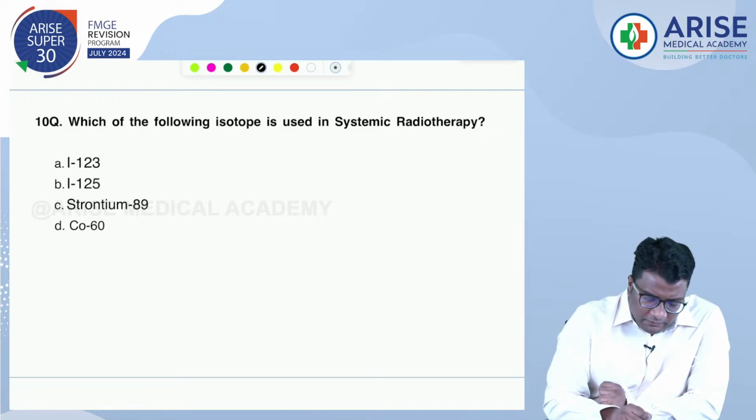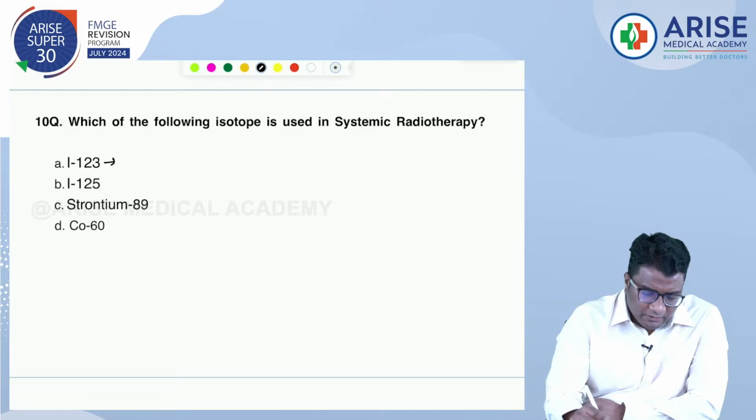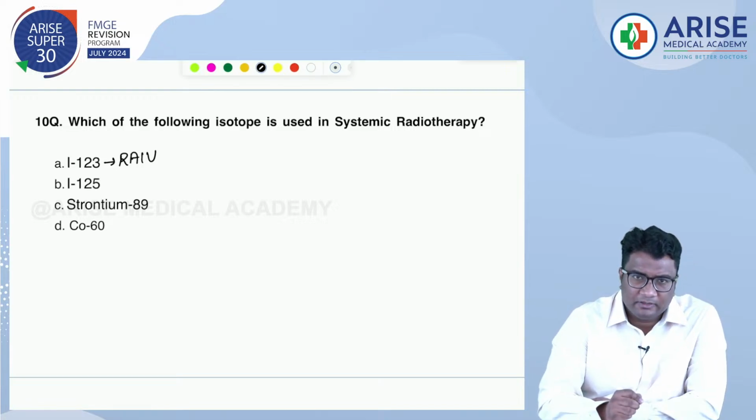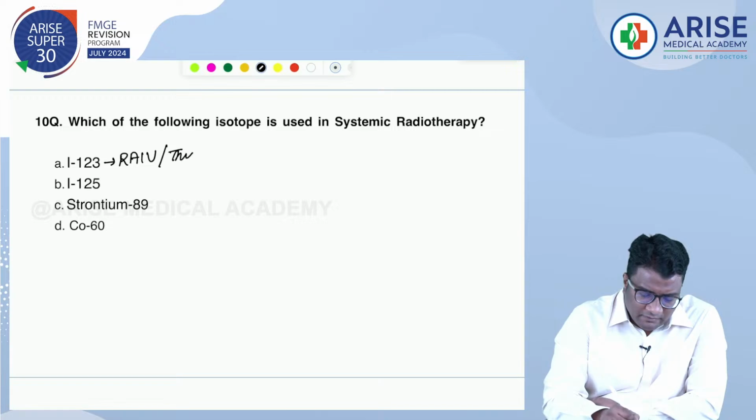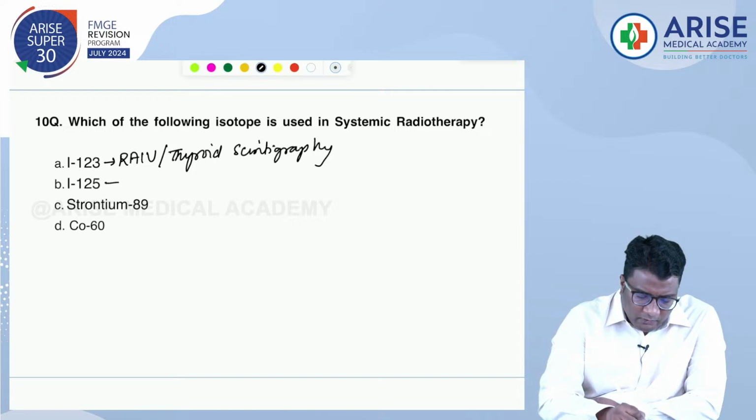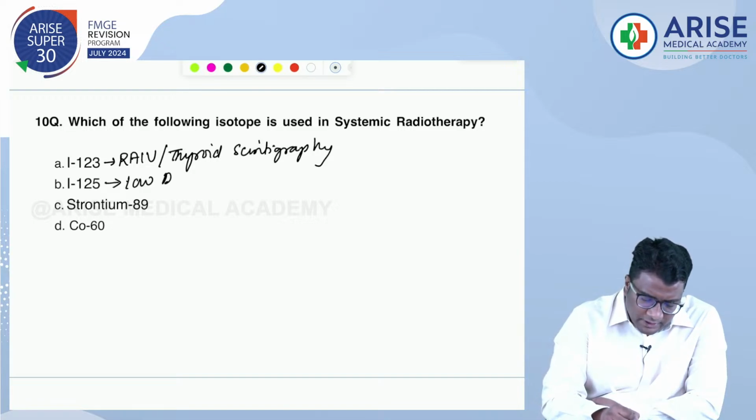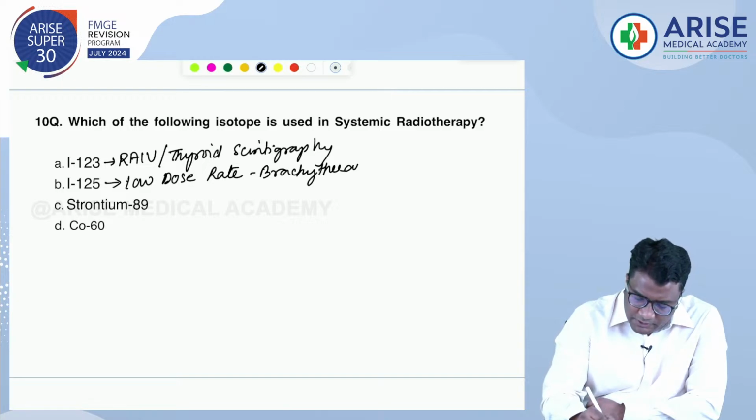Remember, iodine 123 is not for radiotherapy. It is for radioactive iodine uptake studies or functional scans of the thyroid. Okay, so for thyroid scintigraphy we use this. This is not for therapy. Iodine 125, this is for low dose rate brachytherapy. You put it inside the prostate gland for prostate cancers.